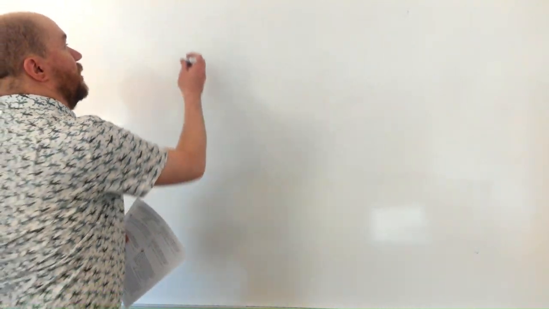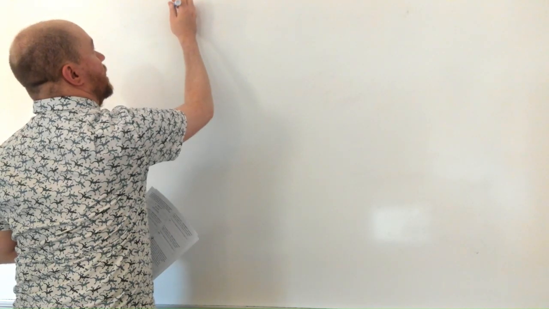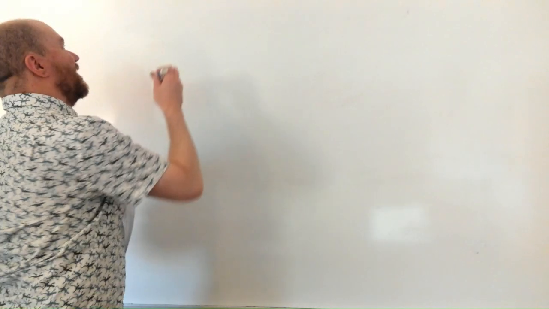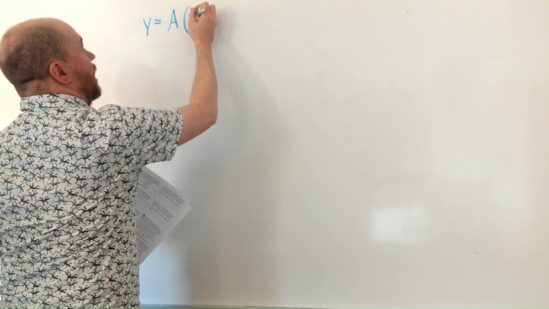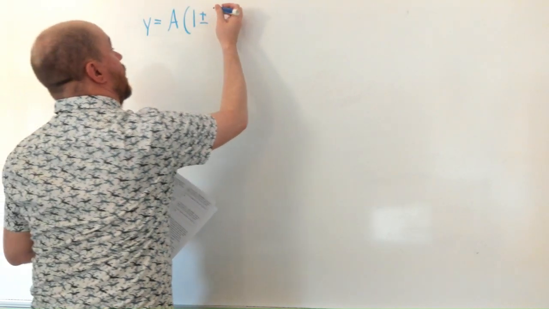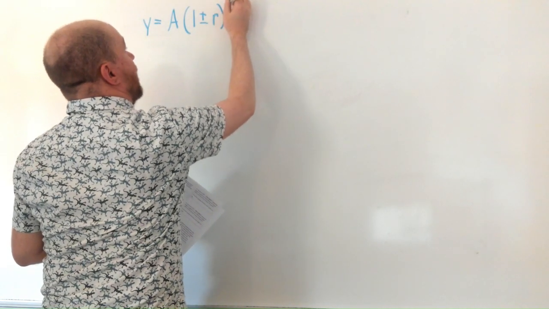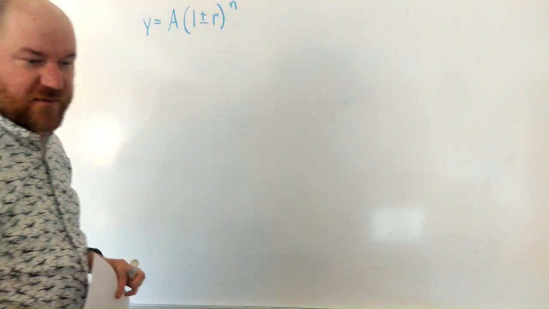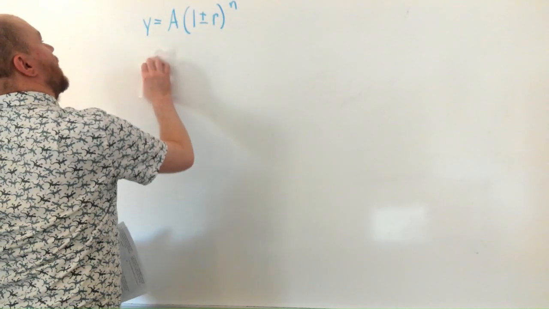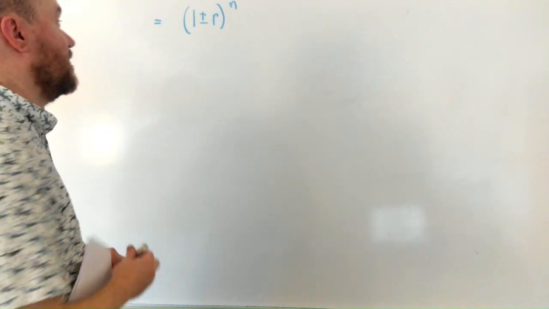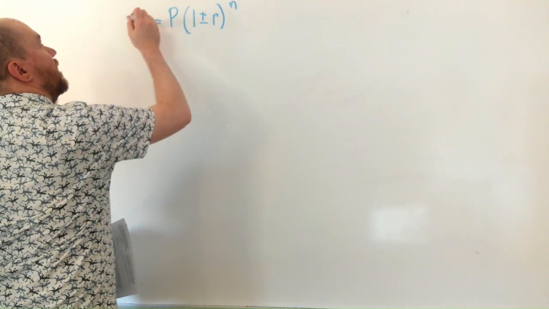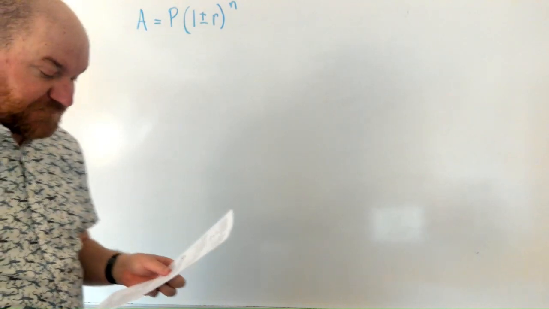I'm back. All right, well, let's start with the formula for this problem. The formula for this is y equals a(1 plus or minus r)^n. I've got that letter wrong. Let's make it consistent. They usually use that as p. You usually use that as a.